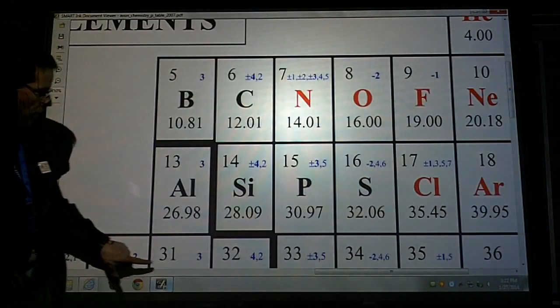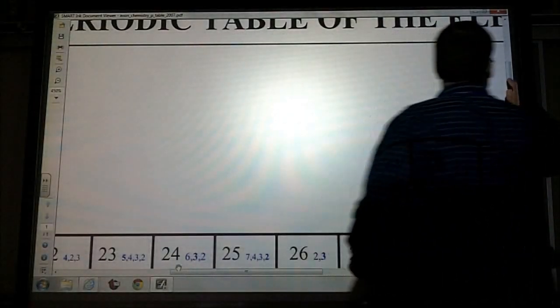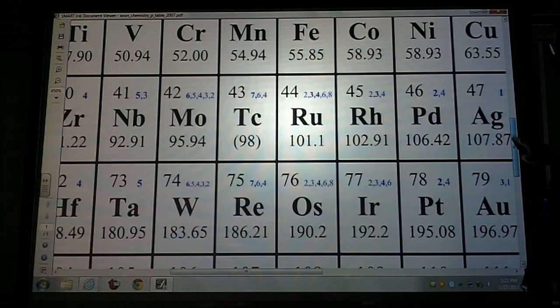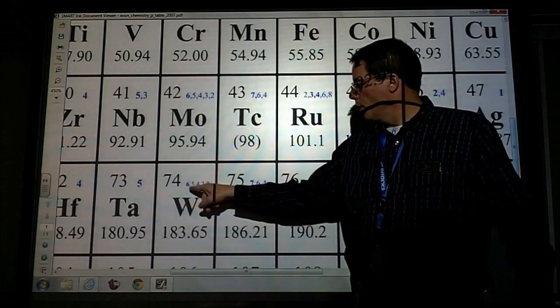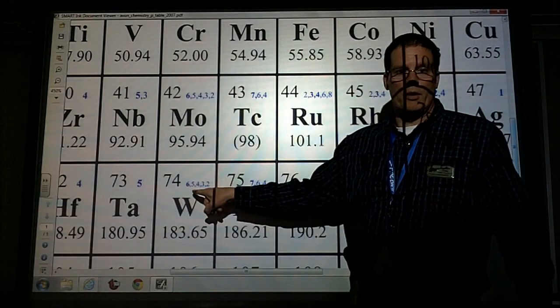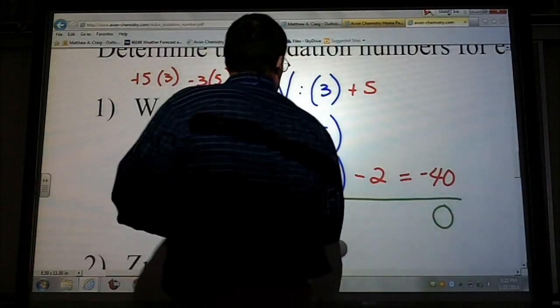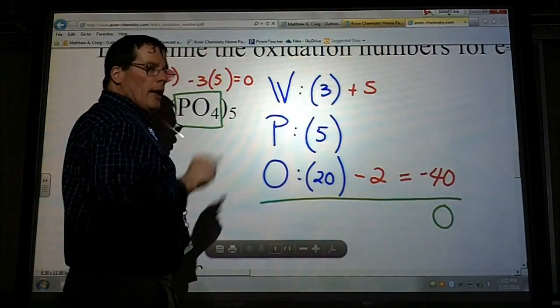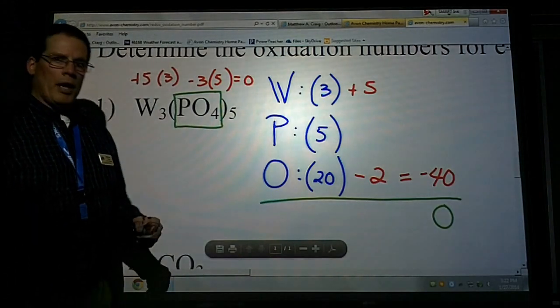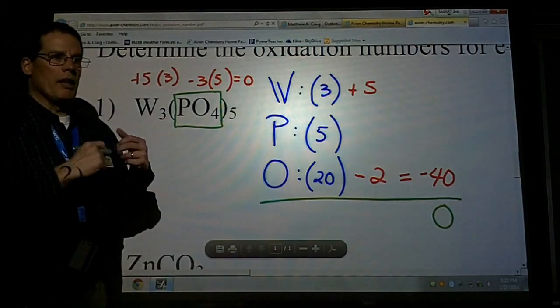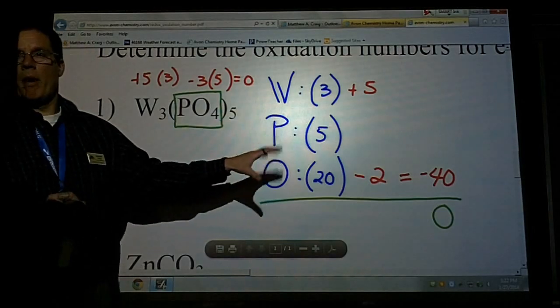We want to check it and validate it. So we'll come over here, go to your periodic table. And tungsten can either be plus 6, plus 5, plus 4. Well, we don't need to go any further. We do have a plus 5, so that is a good value. So we have a good number, and that's what you want to be doing, looking at your periodic table. Is it a legal number? If not, you need to go back and check your math.